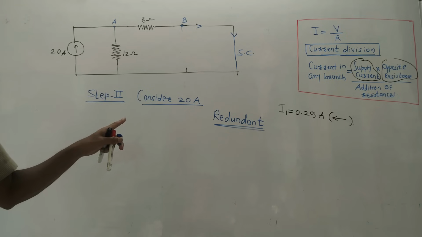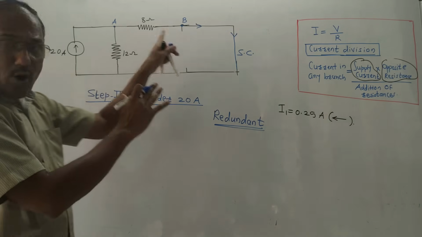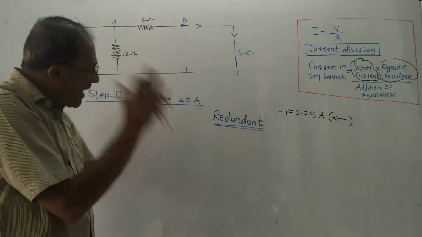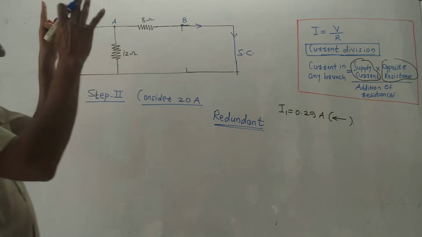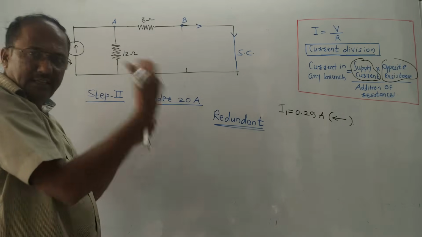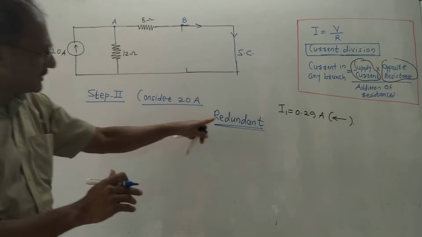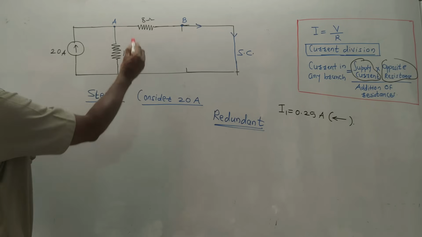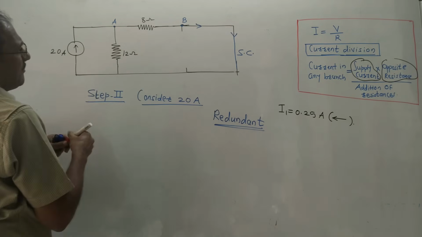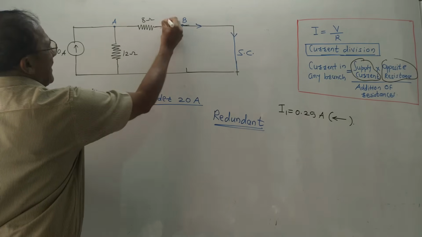Now the calculations are pretty simple, but avoid the common mistake. Keep in mind the concept of redundant branch. Whenever there is a short circuit in parallel with any resistance, remove that resistance because it becomes redundant. Now for the remaining calculation, I am supposed to calculate the current passing through 8 ohm. Let us denote this current by I2.